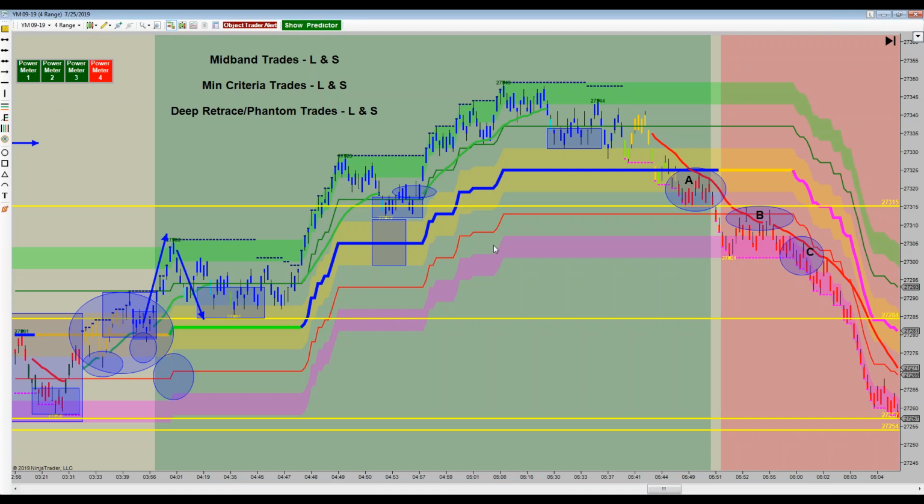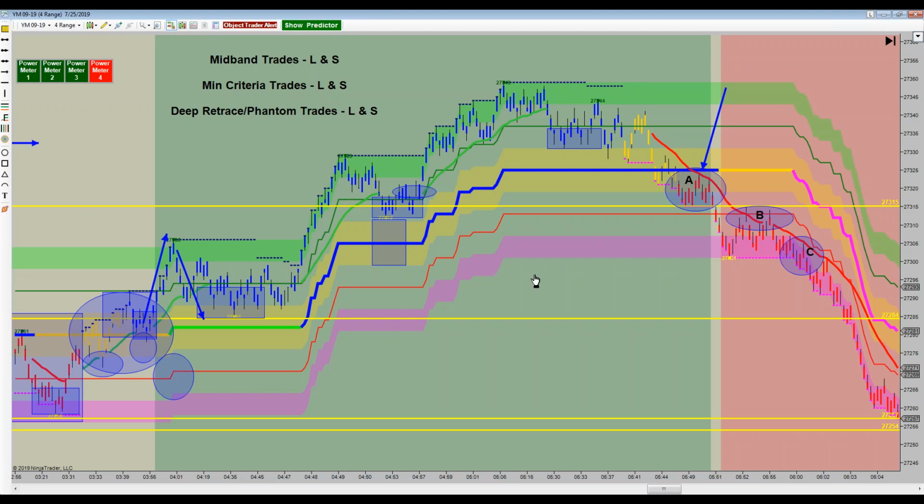Now, in area A, right here, what color was the background when area A formed? And why did I put the line here? I could put lines on this chart anywhere. Why did I put a line there? What color was the background here? Yeah, still green.